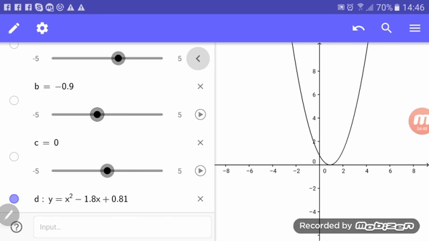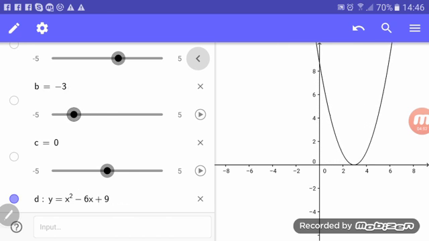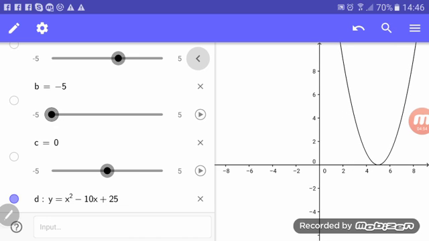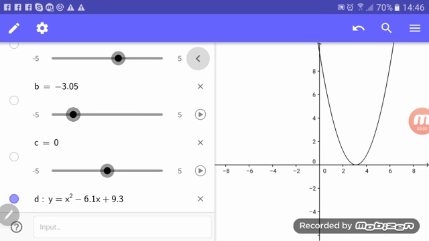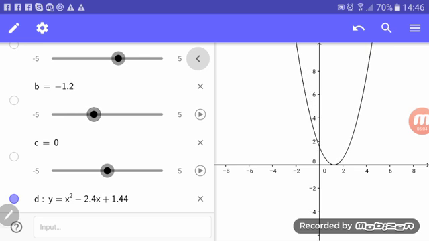What happens if we make b negative? Which way is it shifting? It's shifting right. So when we have negative numbers for b, the parabola shifts right.